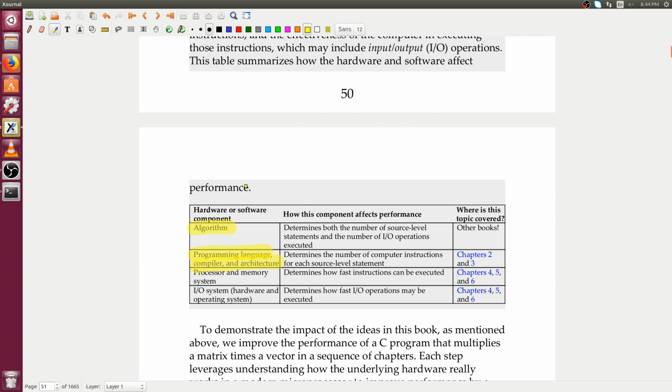So then after programming languages and compilers, there's, of course, the processor and memory system. So this is when your code is running on the processor. That's where we are at this point.